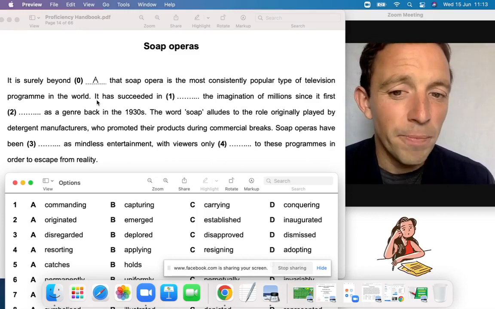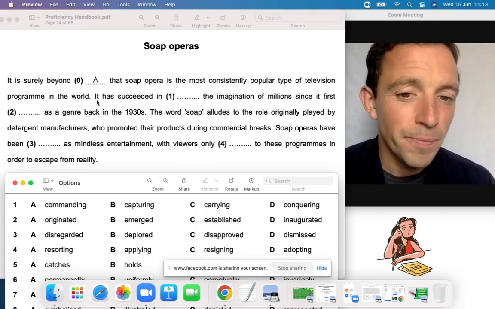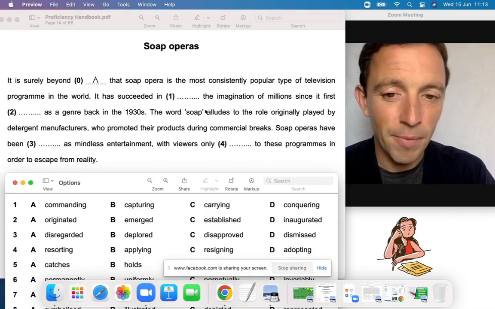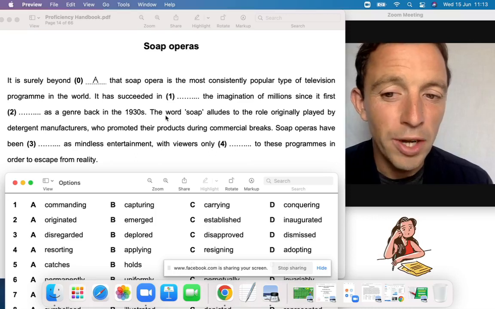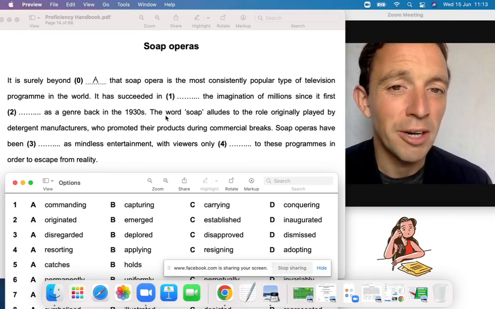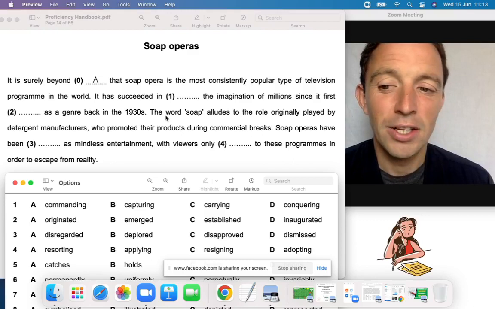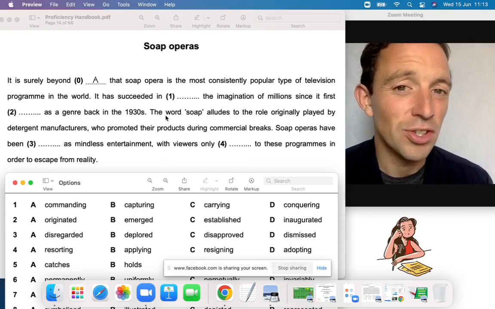The word soap alludes to the role originally played by detergent manufacturers who promoted their products during commercial breaks.